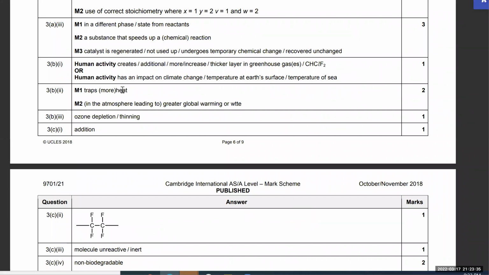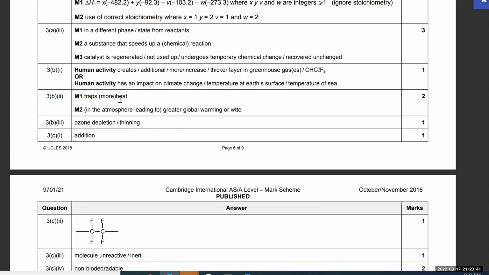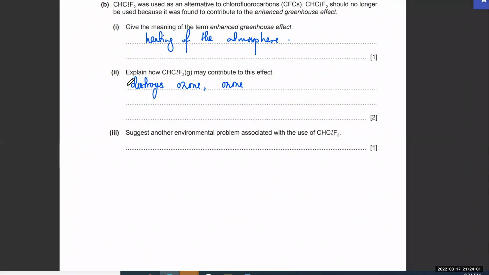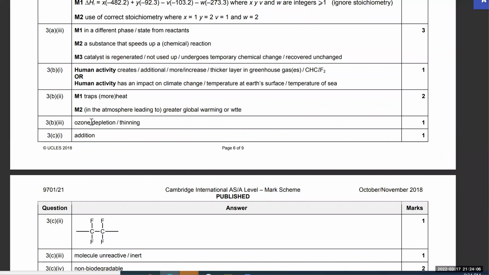So one was traps more heat. Greenhouse effect was traps more heat, which leads to global warming. I think we did not write traps more heat. Ozone depletion, that's fine. Ozone depletion, that's 1 mark. B2 is traps more heat. So basically it was overlapping.